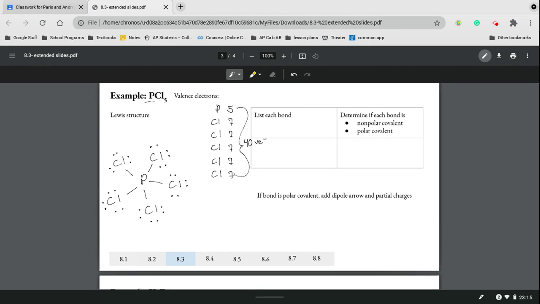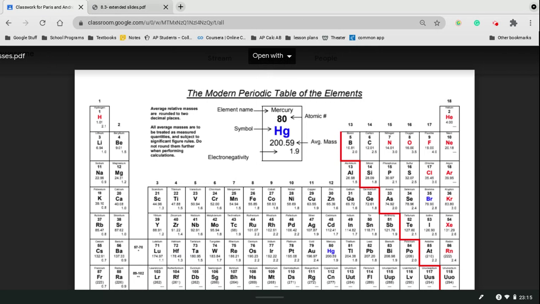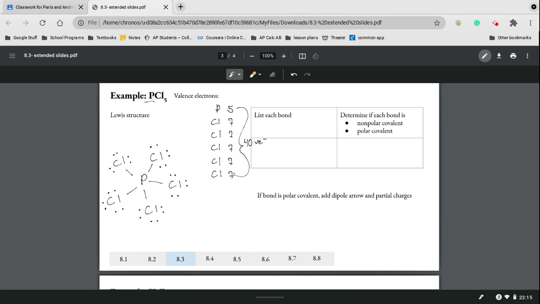The octet rule has been satisfied with chlorine, and phosphorus is the one where that expanded octet rule begins. It starts there. Third period, life is good. And it's okay that it has 10, 1, 2, 3, 4, 5, 6, 7, 8, 9, 10, because it can have that expanded octet. So we don't have to try and mess around with all those other double bonds and all that. So our only bond here is phosphorus to chlorine.